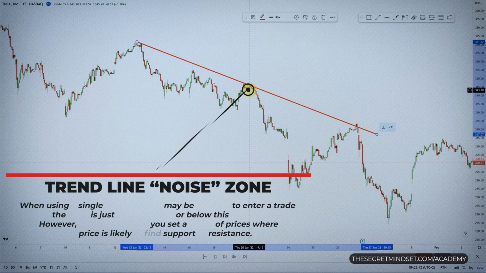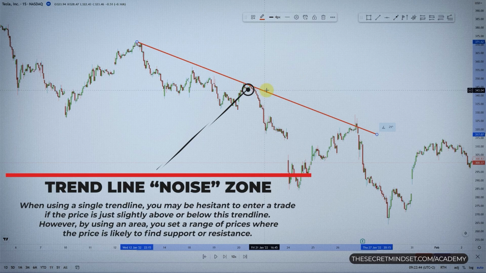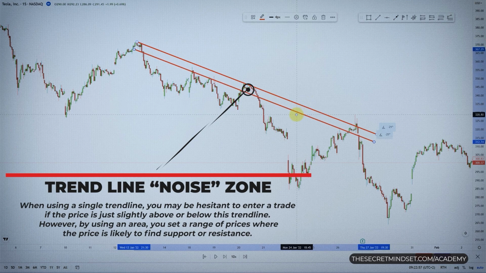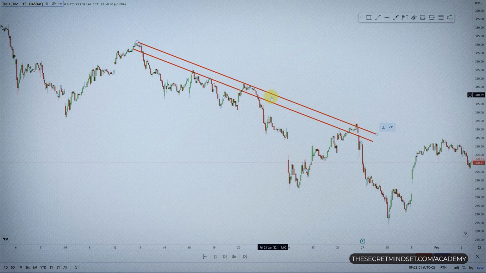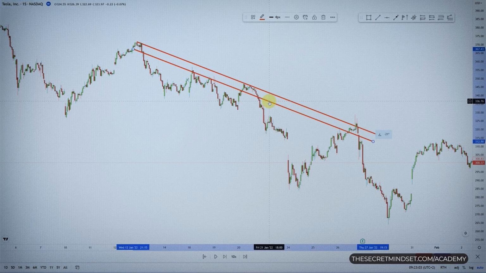For example, when using a single trend line, you may be hesitant to enter a trade if the price is just slightly above or below this trend line. However, by using an area, you set a range of prices where the market is likely to find support or resistance. Here's a quick tip on TradingView.